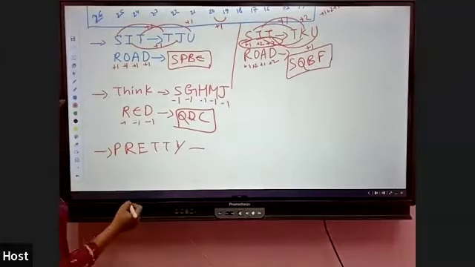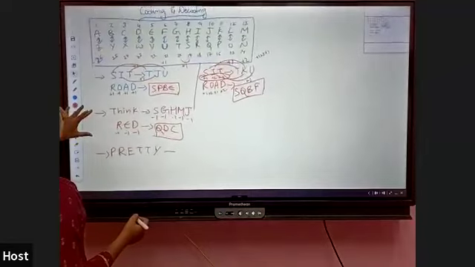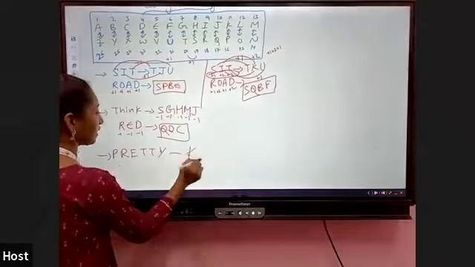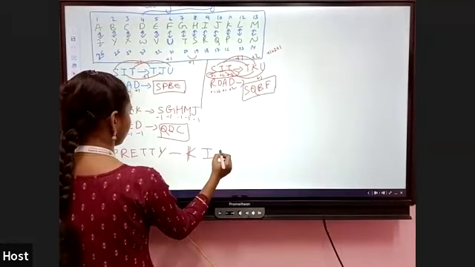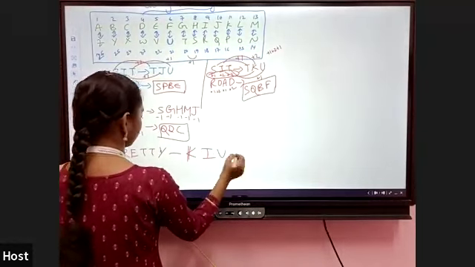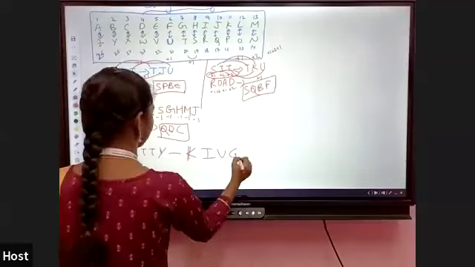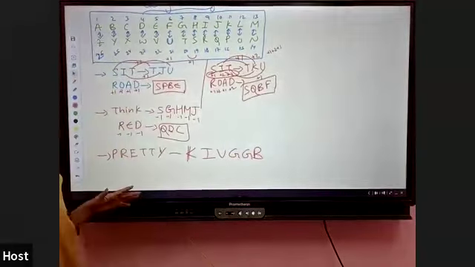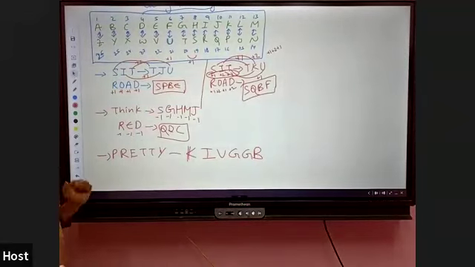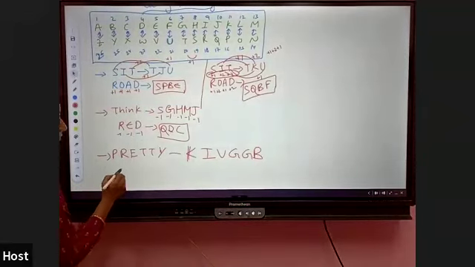PRETTY. They gave the code as KIVGGB. So they gave the code like this. So for PRETTY, we should find the code for STAND.